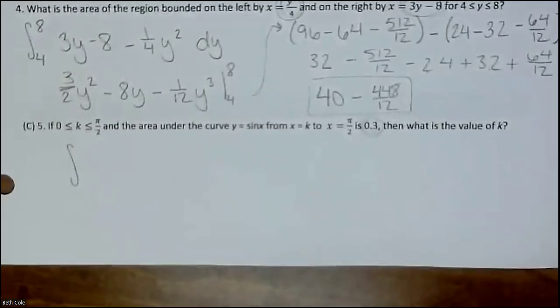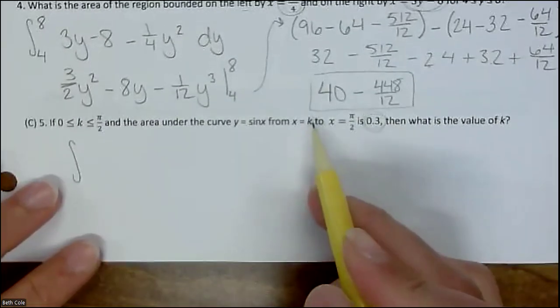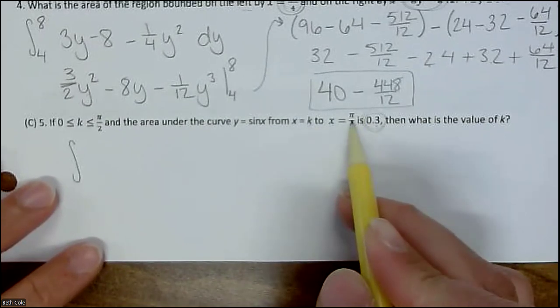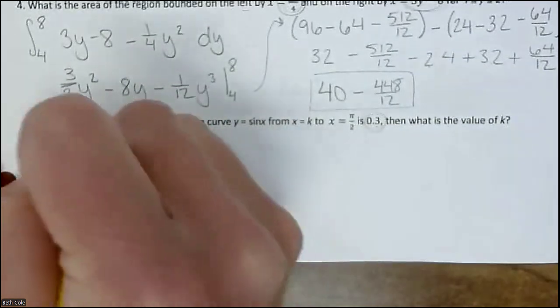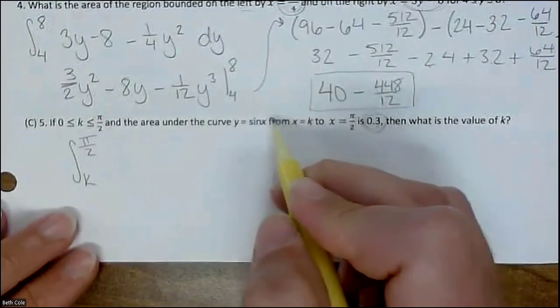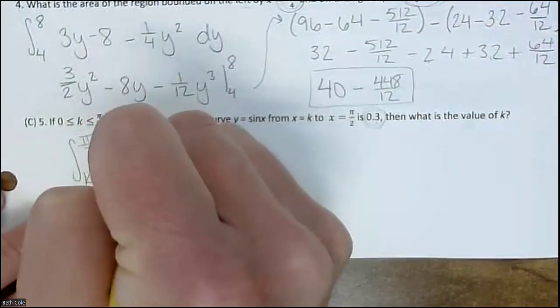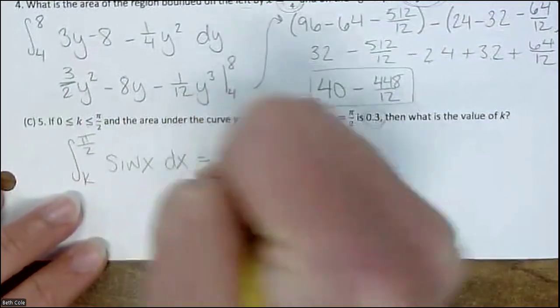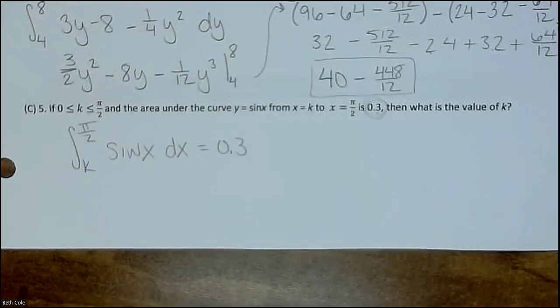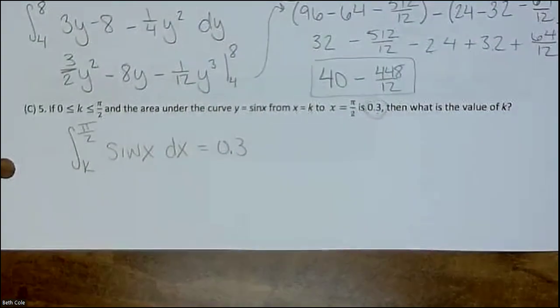All right, let's set up our boundaries. It says from K to pi over 2. So it's going to look like this. And then what goes in there is sine x dx. And what they're saying is that that equals 0.3. So you are given the answer. You're missing a small piece of the question.